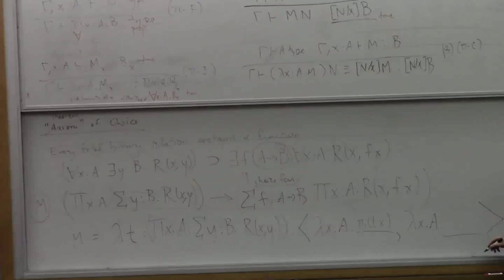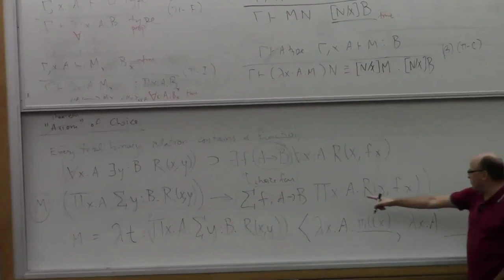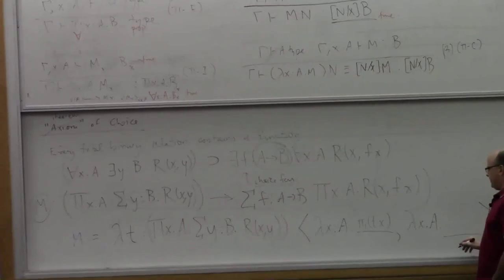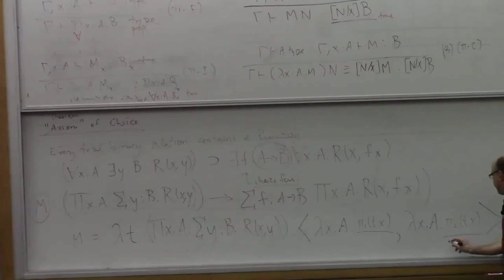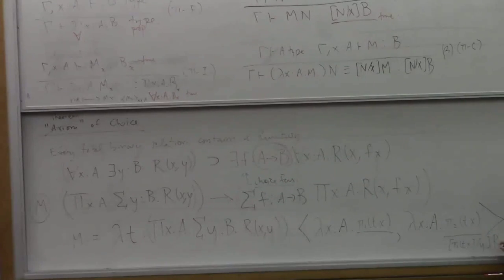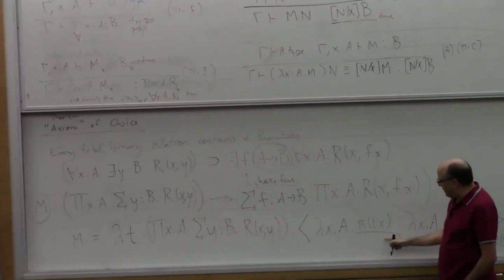And then what do I do over here? Well, what I do over here is I want to prove that for every x in A they're related. Well, what do I do there? That's just pi 2 of T of x, if I didn't make a mistake. Why? Because the type of pi 2 of T of x, remember, is substitute pi 1 of T of x in for y in R x y, which is exactly what I want. In other words, I want R of x, pi 1 of T of x, and pi 1 of T of x is the result of applying this function to x.